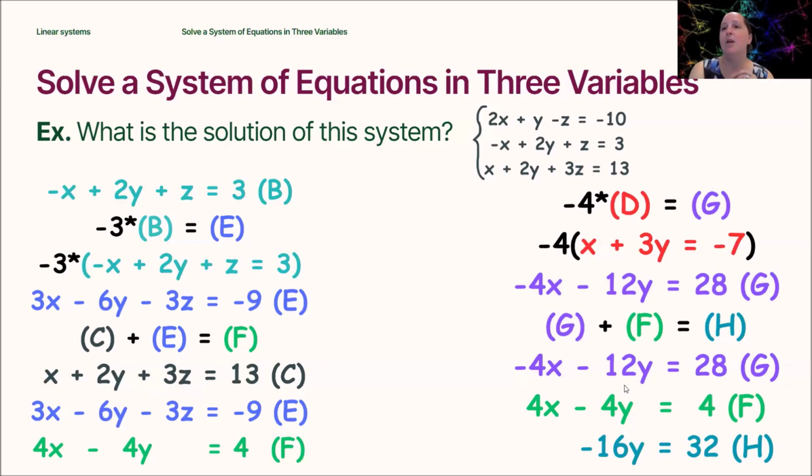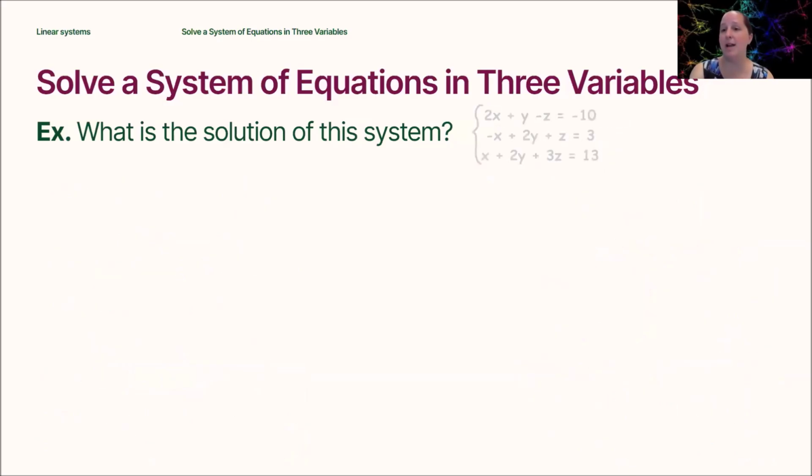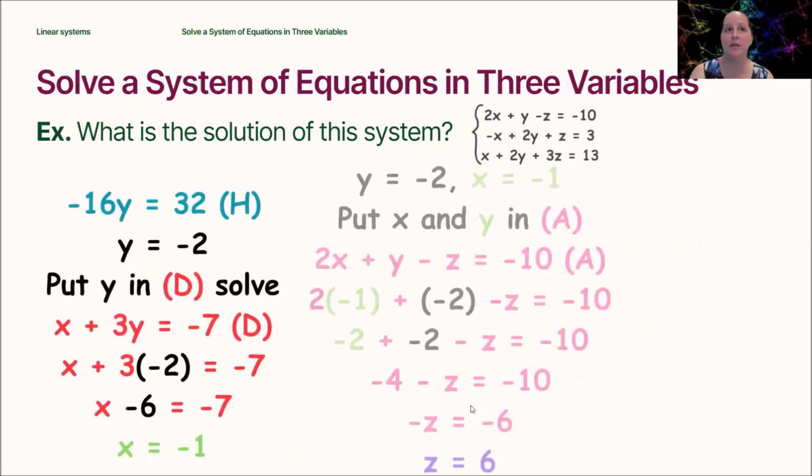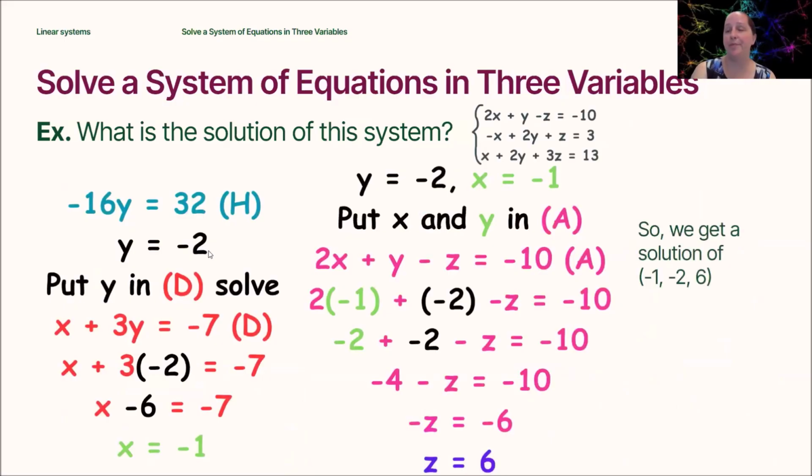When I do that, negative 4x plus 4x gives me nothing. It cancels the x's out. Negative 12y plus negative 4y is negative 16y. 28 plus 4 is 32. Now I can solve for y because I have just one variable. So I'm going to divide both sides by negative 16. That gives me y equals negative 2.